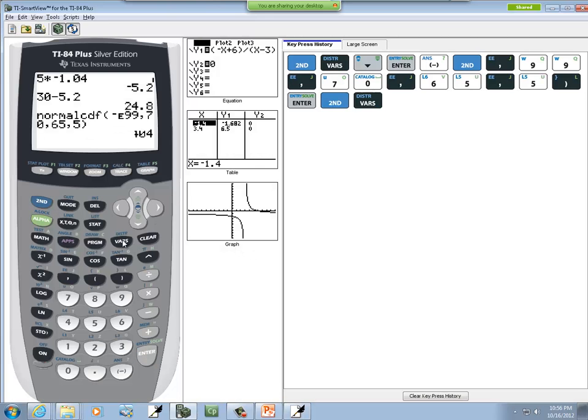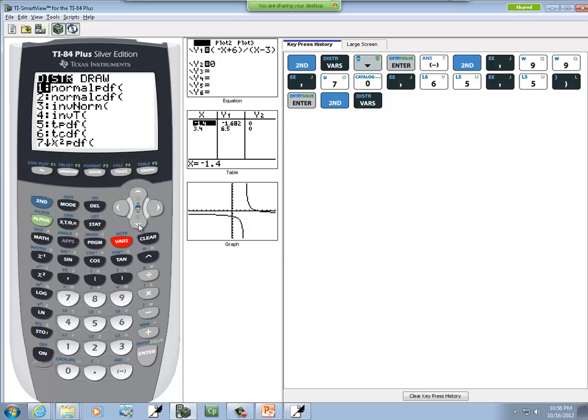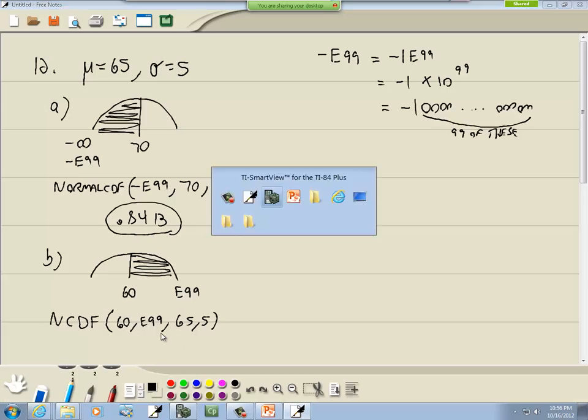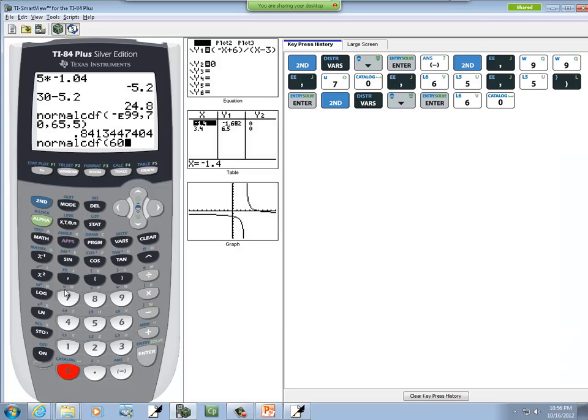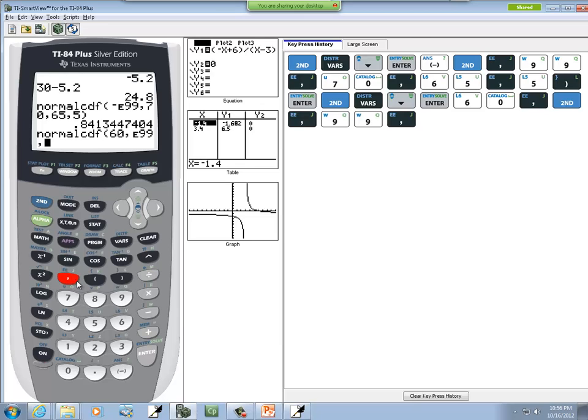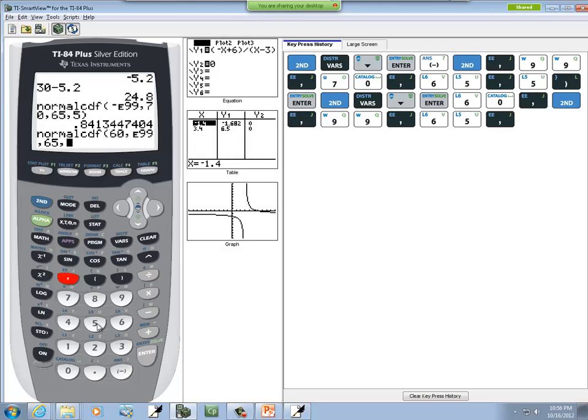So I do second vars, and down arrow to normal CDF. And we said 60, comma, E, which is second comma, 99, comma, 65, comma, 5, and then closing parenthesis if you want, and enter.